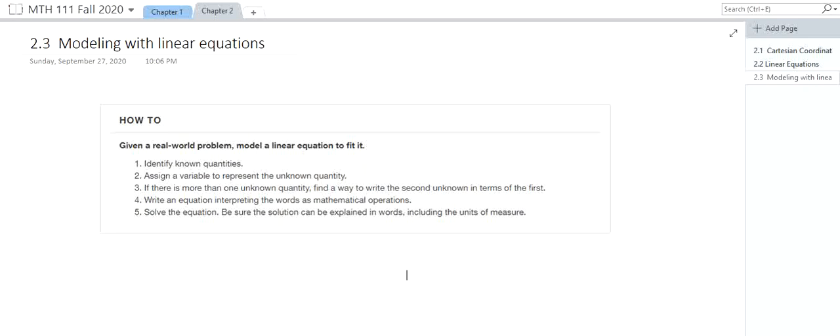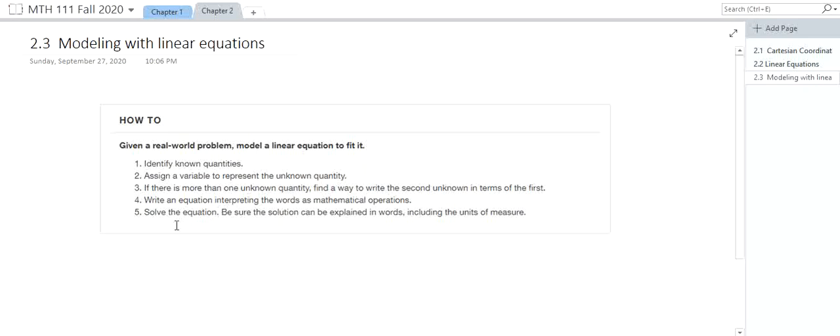But one of the first things you want to do is identify known quantities. You want to assign a variable then to your unknown quantities. And that's usually what you're going to solve for, is the unknown quantity. And if there's more than one unknown quantity in these linear equations that we're going to set up, you can't solve the equation. So what you need to do is find a way, and there always is, otherwise you can't solve the problem. There's always going to be a way to write the second unknown term in terms of the first term.